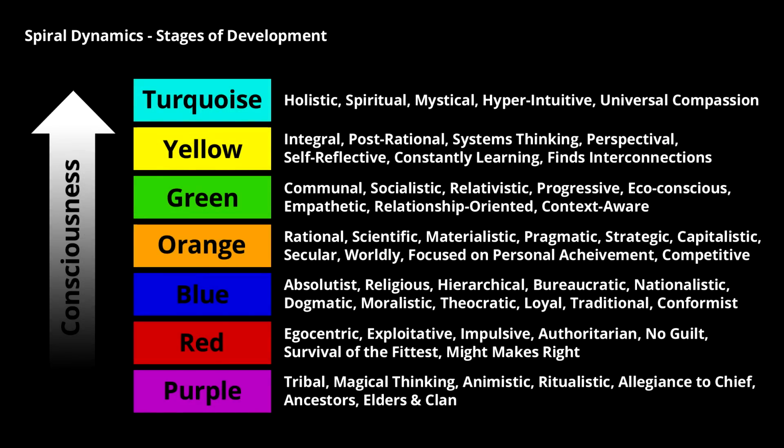Here we go. I'll show you again the chart of the various stages. Purple is the beginning of the spiral, we might say. There's one below called beige, but it's not really pertinent to us here in our work. So we're starting with purple. Then we go up to red, blue, orange, green, yellow, and turquoise. And as we're going up this ladder of levels, there's an increase in the level of consciousness, an increase in the level of complexity to the culture and to one's psyche or to one's mind.